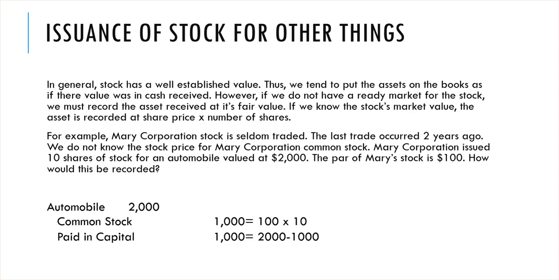Well, whenever you have a swap, if it's an asset swap or putting an asset on the books for equity or putting an asset on the books for a liability, what you need to do is figure out which of the things can you value better. Which of the things do you have an established value for, or do you really trust the value of one over the other? In this example I'm giving you, you have an automobile.